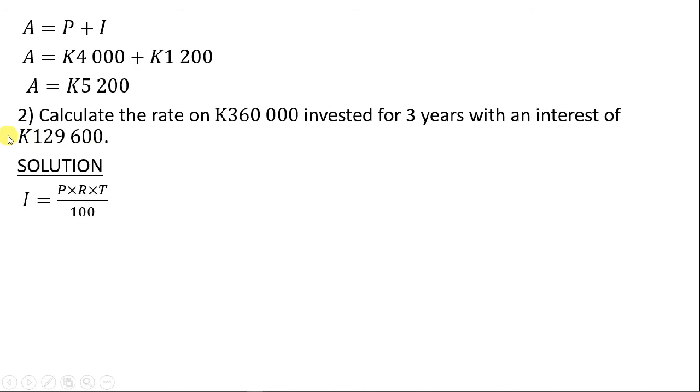The interest has been given, which is 129,600. The principal has been given, which is 360,000 kwacha. And the time has been given, which is 3 years. What we are looking for is the rate, which is the R. So we are going to substitute. Where there's I, we'll replace 129,600. Where there's P, we'll replace a 360,000. And where there's T, we'll replace a 3. And so for R.